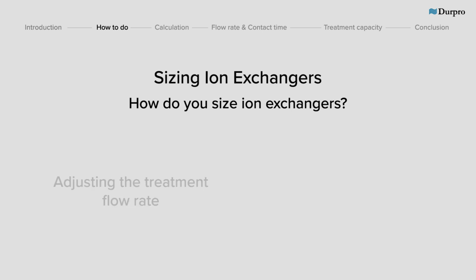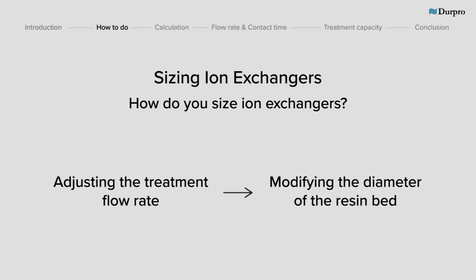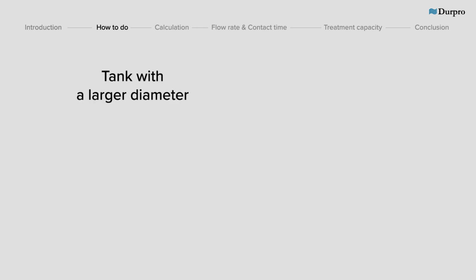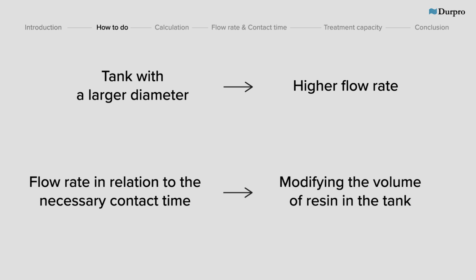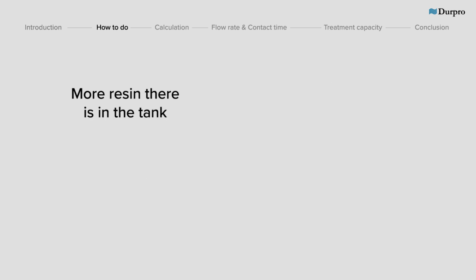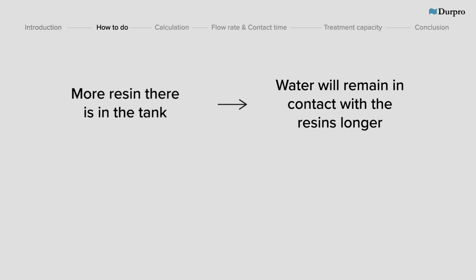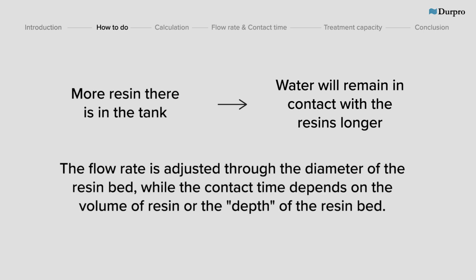To begin with, adjusting the treatment flow rate of an ion exchanger is done by modifying the diameter of the resin bed. Intuitively, a tank with a larger diameter will allow for a higher flow rate. As for the flow rate in relation to the necessary contact time, it is adjusted by modifying the volume of resin in the tank. The more resin there is in the tank, the longer the water will remain in contact with the resins. Depending on the type of resin and its processing speed, the amount of resin will affect the permissible flow rate. In other words, the flow rate is adjusted through the diameter of the resin bed, while the contact time depends on the volume of resin or the depth of the resin bed.